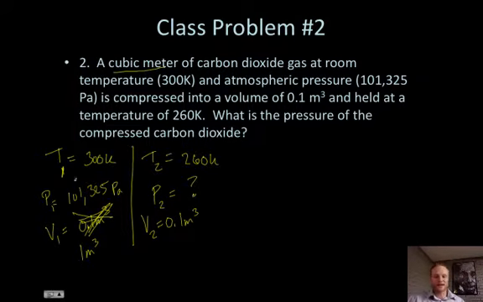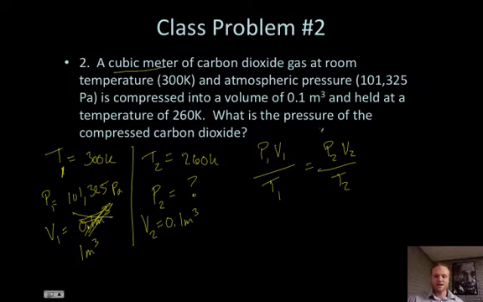And notice how I've kind of lined things up, like my temperatures, my pressures, my volumes. You don't have to do that if you don't want to, but to me, it makes it a little bit easier to read. So I'm going to use the ideal gas law here. P1 times V1 over T1 equals P2 times V2 over T2.